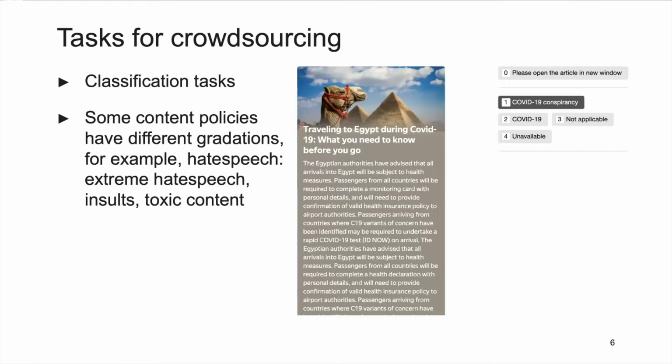On the right, you can see an example of a COVID-19 conspiracy project. Here you can choose between COVID-19 conspiracy and just COVID-19, which is to label content that mentions COVID. We can put a warning label on content like this, which leads to authorities, information sources, something official. You probably have seen it on different platforms like Facebook or Instagram. And there is a label for content which is not about COVID-19 or if it's unavailable. This is a very typical task for our moderation pipeline.